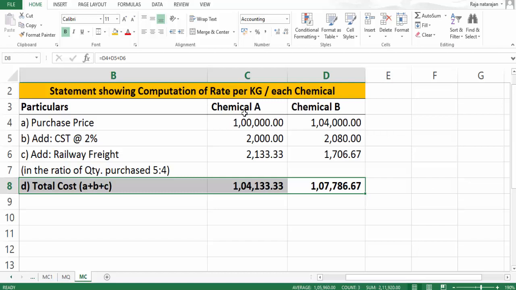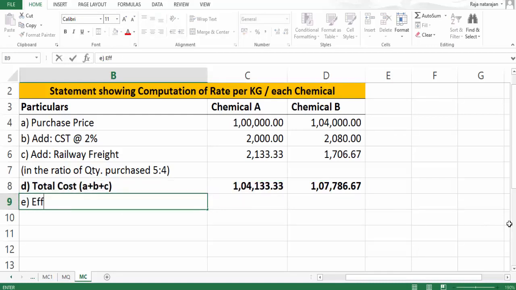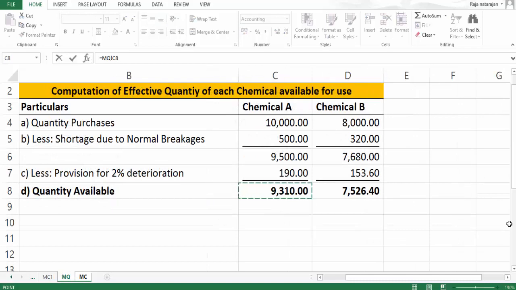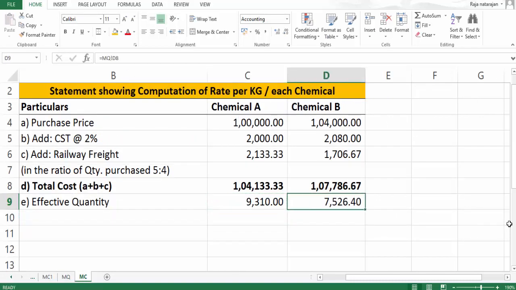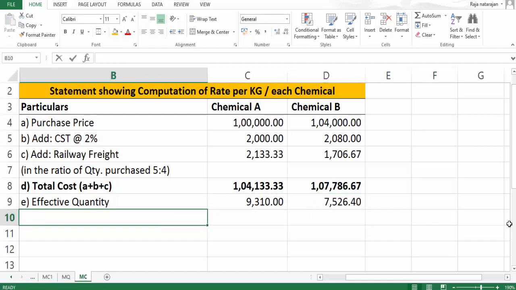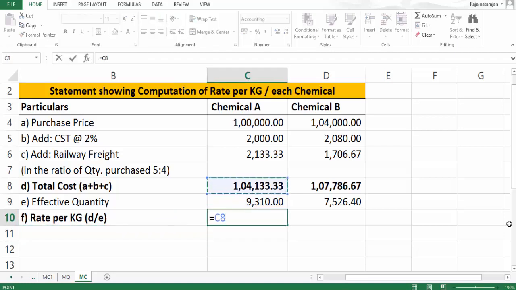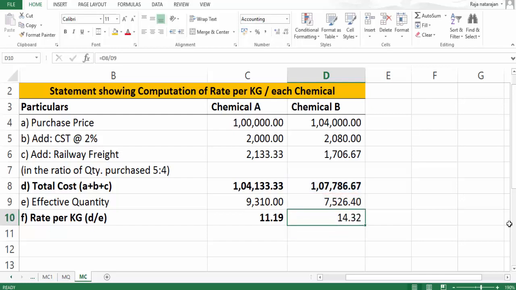This is the total cost, but our task is to find the rate per kg. So now let us divide this total cost by effective quantity. Item E is effective quantity. We can go to our earlier working note: for chemical A it is 9,310, and for chemical B it is 7,526.4. Item F, rate per kg, is D divided by E. So 1,04,133.33 divided by 9,310, rate per kg is 11.19, and here it is 14.32.